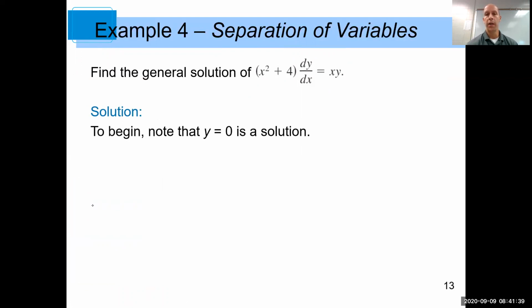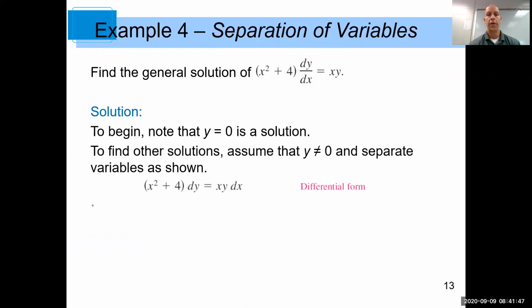So y equals 0 is a solution. Why would y equals 0 be a solution for this problem? To find other solutions, assume that y does not equal 0 and separate the variables like shown. All I'm going to do here is multiply the dx to the other side, so that puts us in differential form on both sides. Now we've got dy on one side and dx on the other, so that's good. But notice I still have y over on the right.